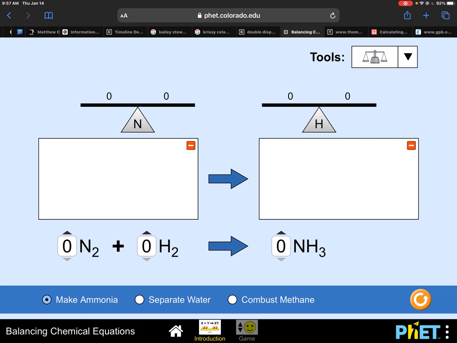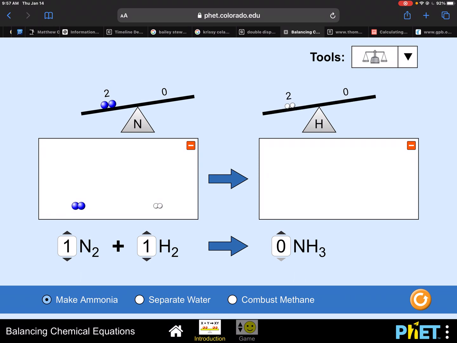This would show you if it's balanced or not. But you're going to add a nitrogen. It shows you a little molecule of nitrogen, and add a hydrogen, and then add an NH3 molecule. And if you notice, they're not balanced. You need to balance these out. So you're going to be changing these coefficients to balance them out.